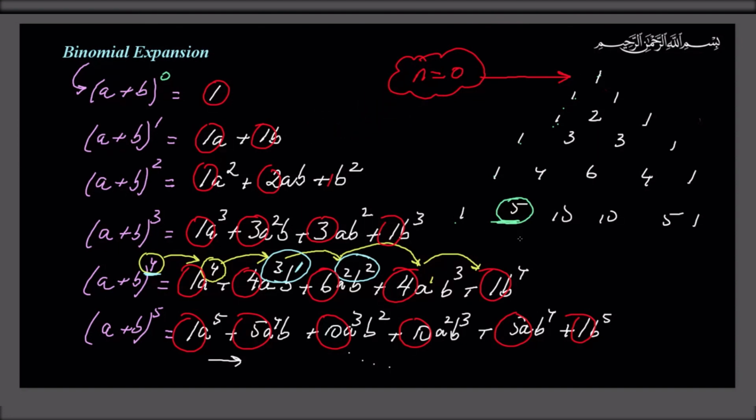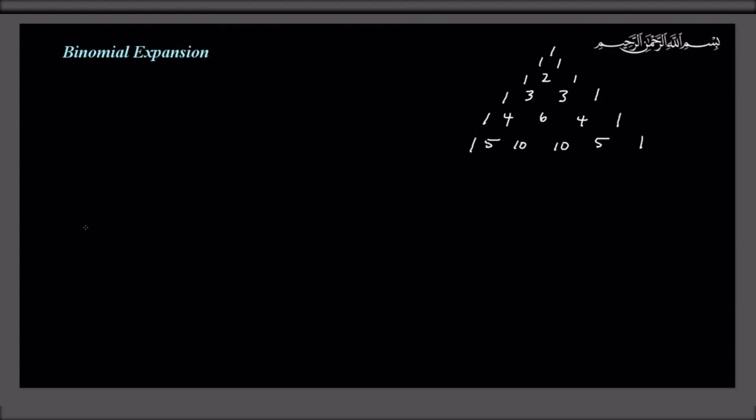So the coefficients can be derived from the Pascal's triangle. All right, so the next step is the binomial theorem. When you're expanding a binomial, so let's say you have a plus b to the fifth, there are two things that you have to do. First, you have to write down the a's and b's over here.